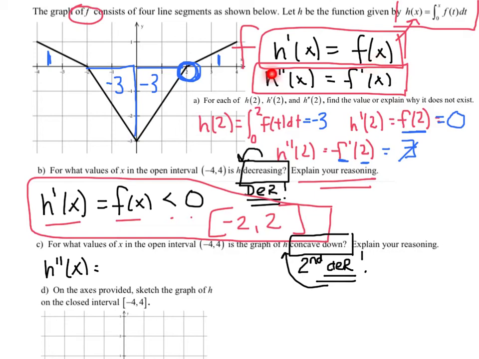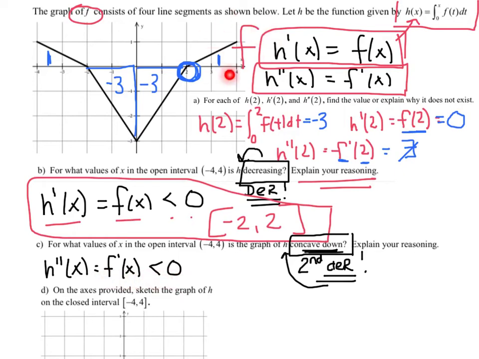h double prime of x is equal to f prime of x. If you're concave down, what do you want it to be? Less than 0. So there's your explanation, or your justification. Now we just need the section where this is true. I want f prime to be less than 0.